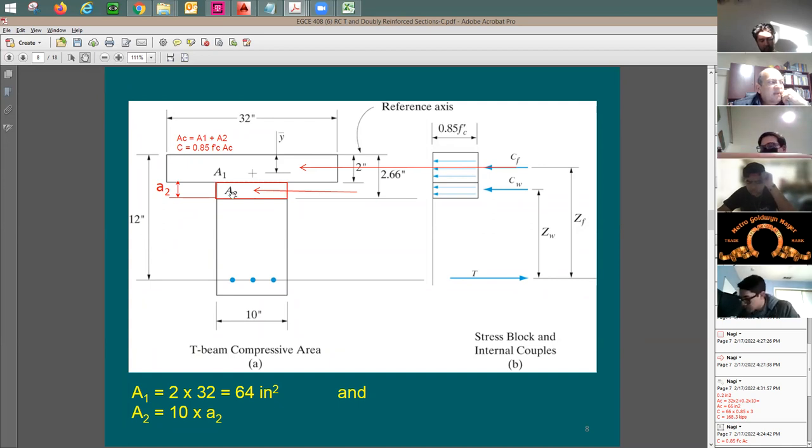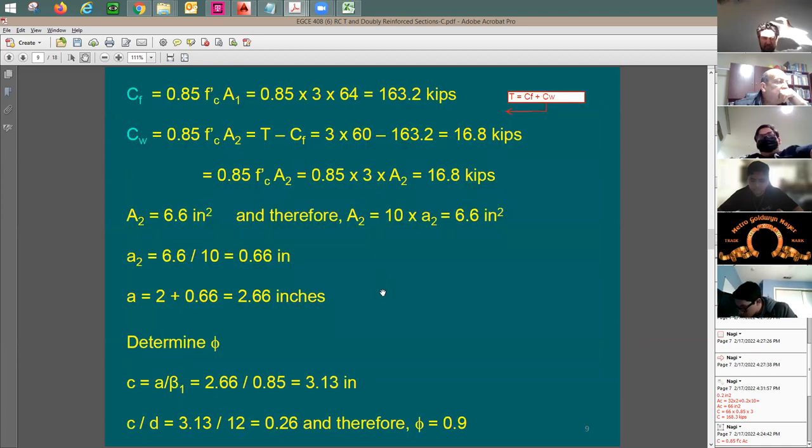And this cross-section area is going to be equal to A2 times the width BW. Now I can solve for this A2. It's going to be equal to 6.6 divided by 10, which is 0.66 inches. This is the reason that now I have this as 2.66 inches. Here we go, 0.66 inches.